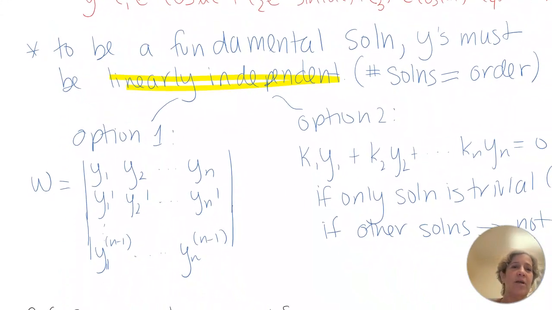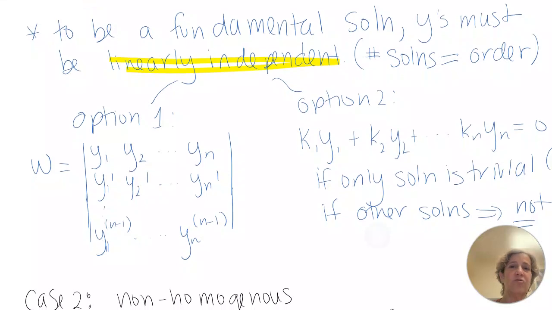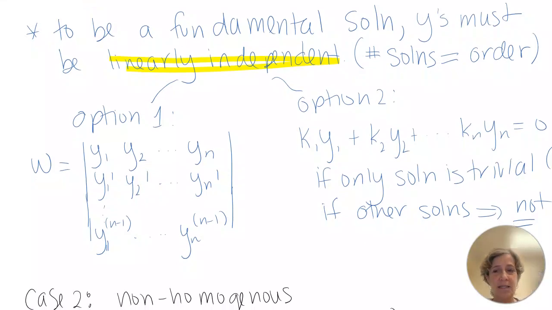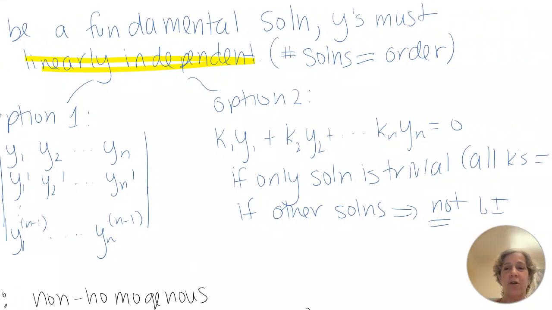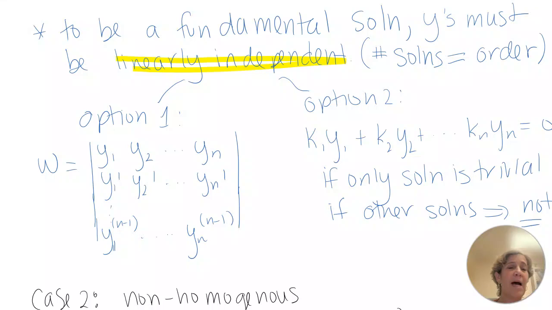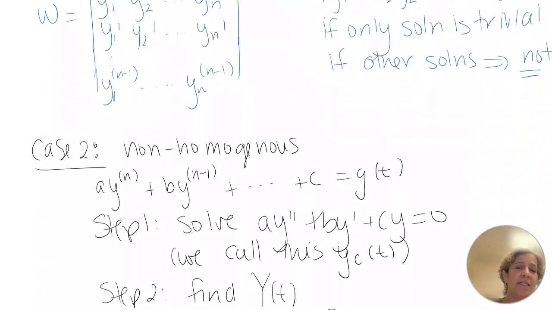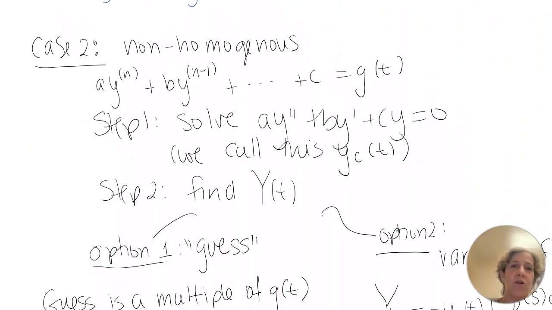Then the other comment was, of course, all of our fundamental solutions need to be linearly independent. The way to check that is with the Wronskian. I did not put any of these longer, like option 2, linearly independent methods on there. Anything you need to check would be a maximum 2x2 determinant, which we should all know how to do by hand as well. Then the second kind of equations that we started looking at were the non-homogeneous equations.